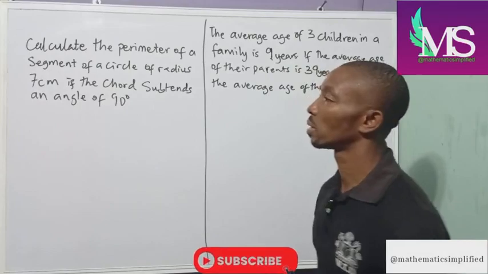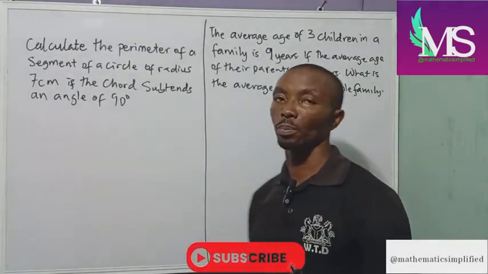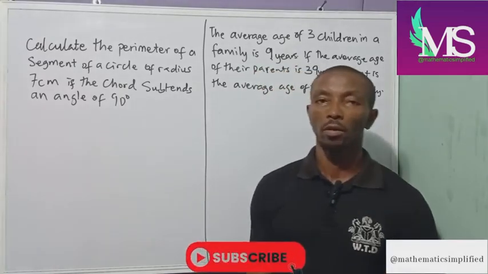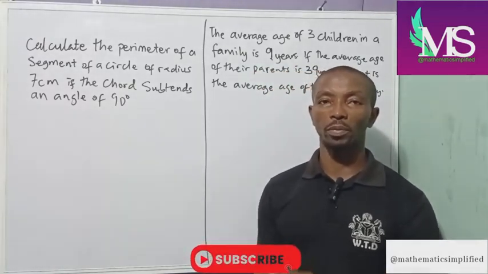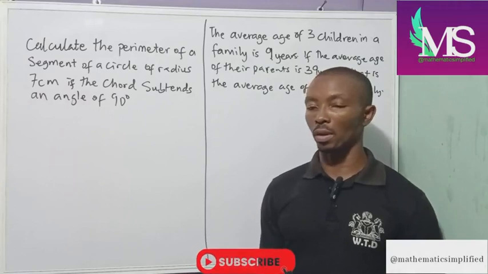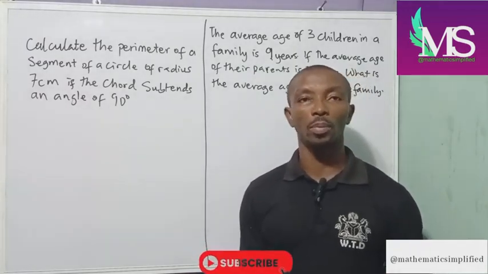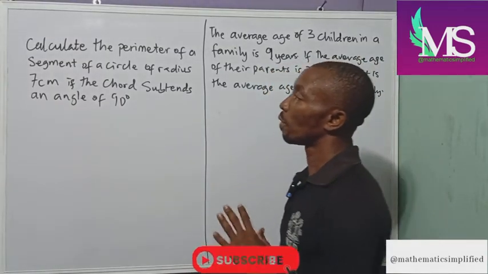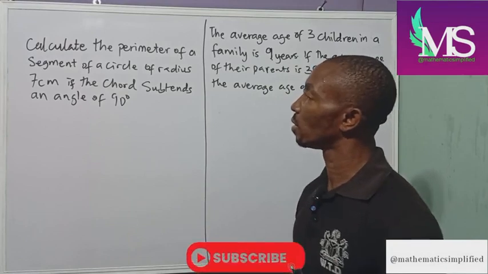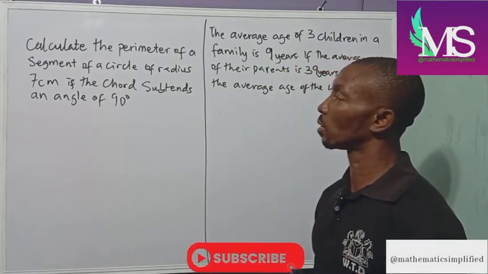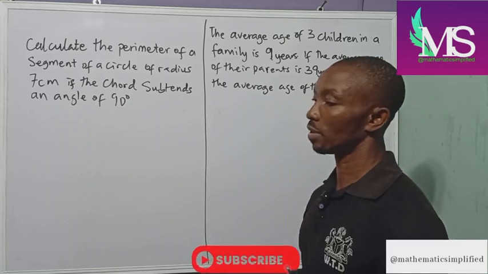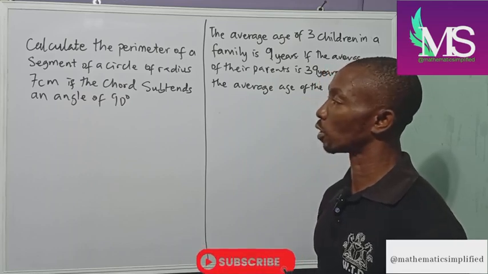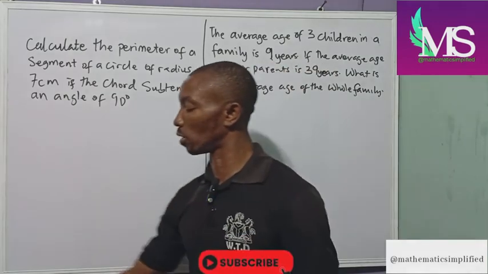Today we'll be looking at past question papers on Post UTME, compiled from different schools, UNN, UNICAL, UNIPOF, and the rest of them. Now, our first question says, calculate the perimeter of a segment of a circle of radius 7 cm if the chord subtends an angle of 90 degrees.